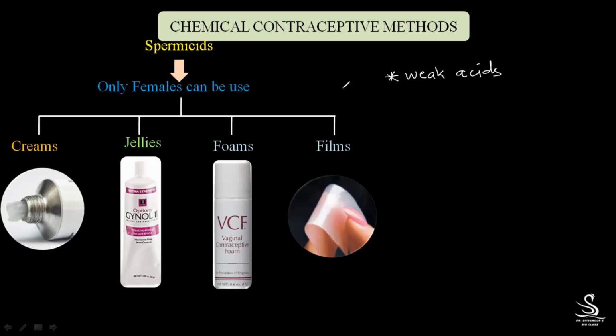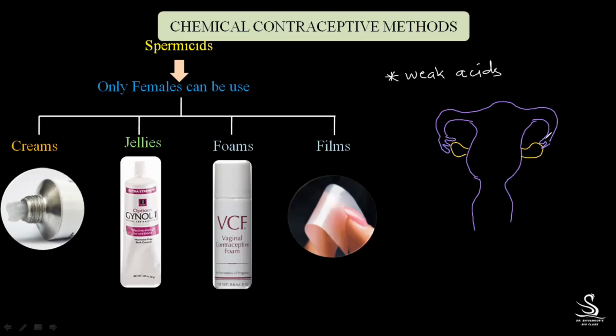To understand that, I will simply draw the female reproductive system here. You can observe here. These are the fallopian tubes, and here is the uterus. And this is the vagina part. On either side of the uterus, we see the ovaries, and these finger-like projections are the fimbriae. Then here is the cervix, and this is the uterus part.